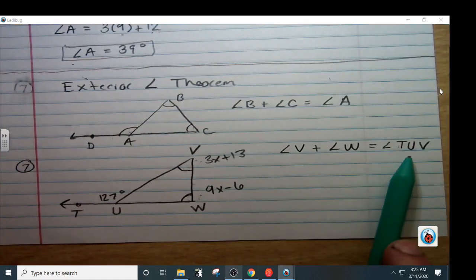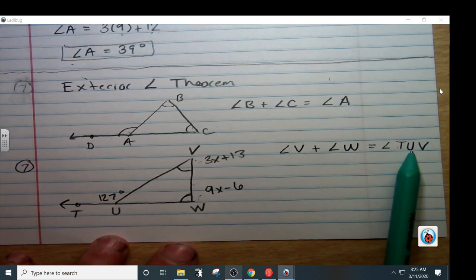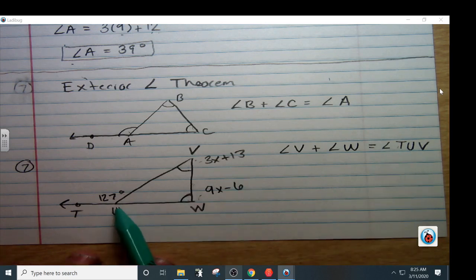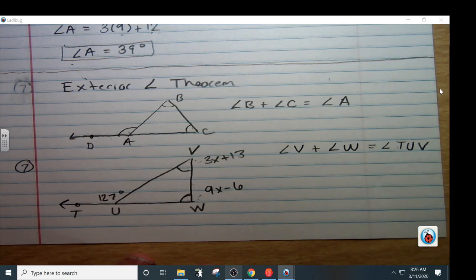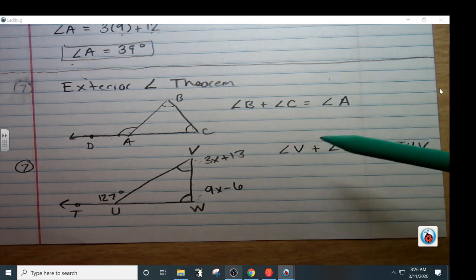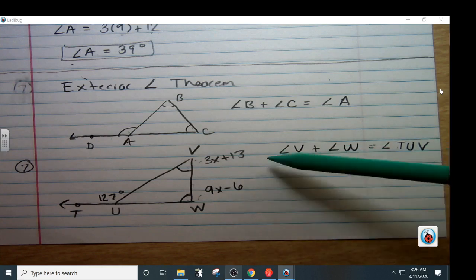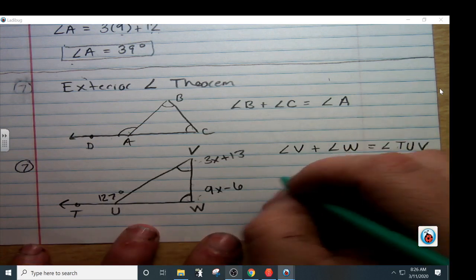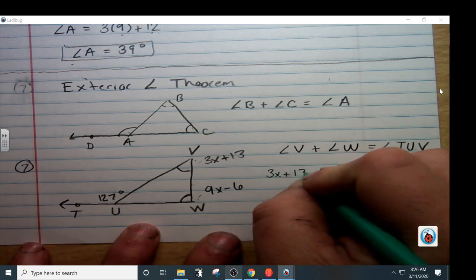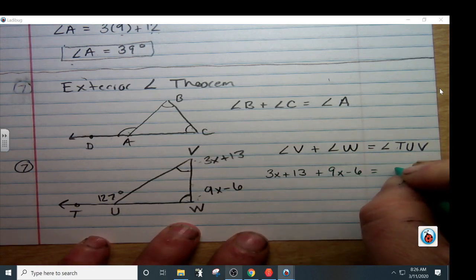Remember, guys, the vertex of your angle, where it comes together, the letter of that angle has to be in the middle. Notice U is your vertex where the two angles come together. That letter has to be in the middle. All right, so if you fill that in, guys, probably on the test you will have to show what you're adding together using a theorem like this, and then you'll give me your answer. So that's going to be 3x plus 13 plus 9x minus 6 equals 127.